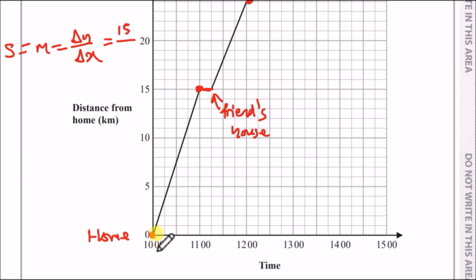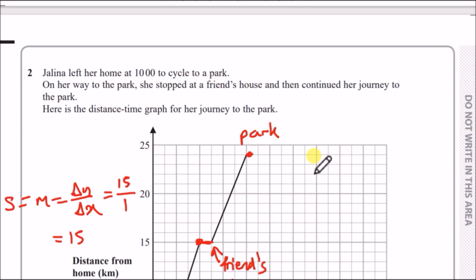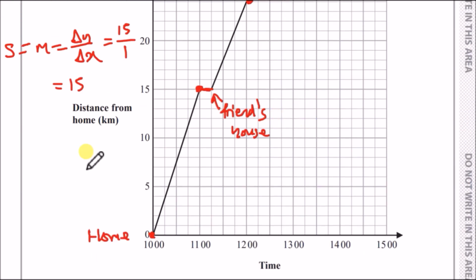And the change in time is from 10 a.m. to 11 a.m. So that's 1 hour. So you can see that 15 over 1 is 15. So she traveled at 15 meters per second, I guess. Is that her speed? 15 meters per second? No, 15 kilometers per hour. That's the speed from her home to her friend's house.